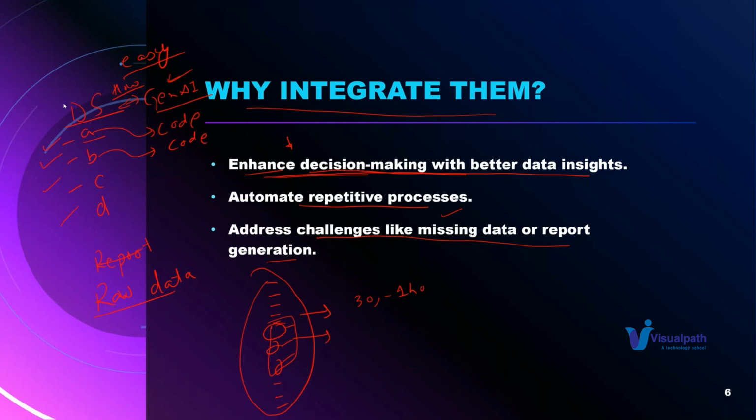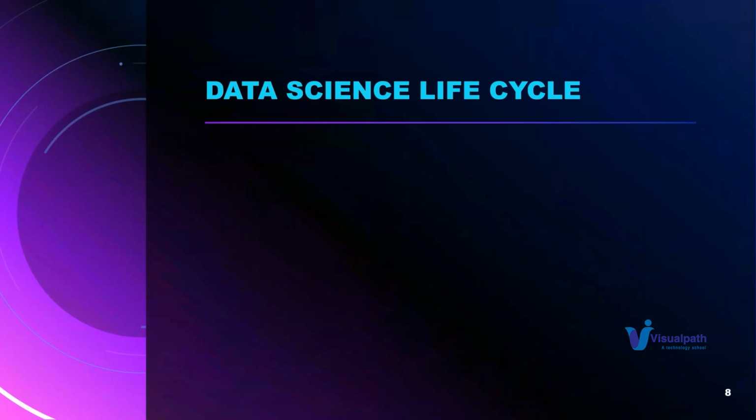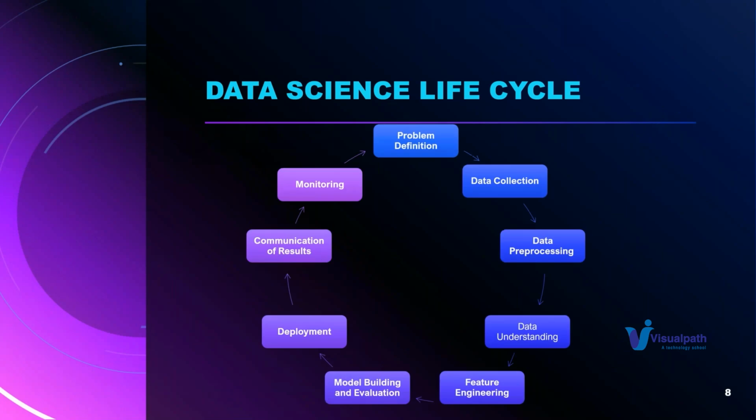Okay, let us now move forward and see the data science life cycle: how data science projects are executed and what different steps it has. The first step is problem definition, which we can also call business understanding.